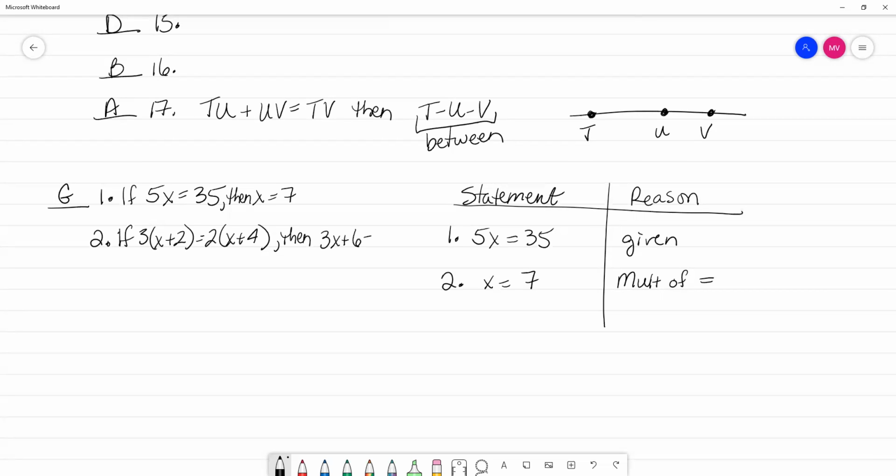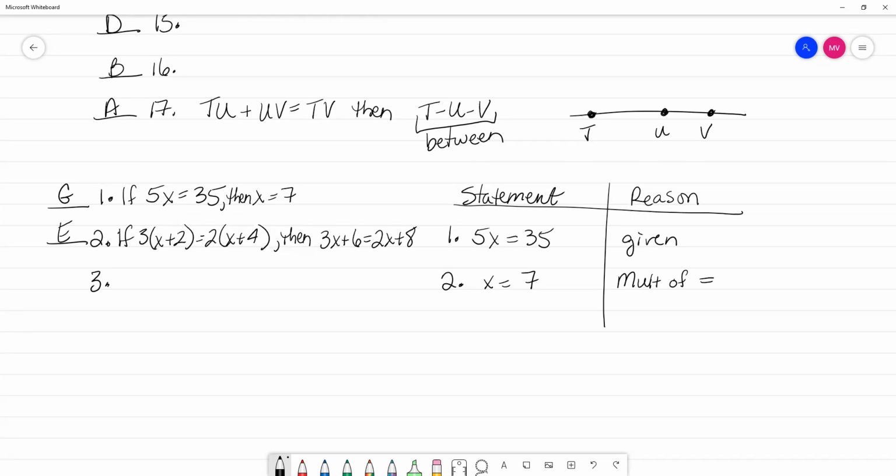Then 3x plus 6 equals 2x plus 8. What did we just do? What did we just do, Gabe? We distributed. So what is this? Which one is it? E, yes. There you go. I was trying to make him feel better for the first one. He struggled. All right.